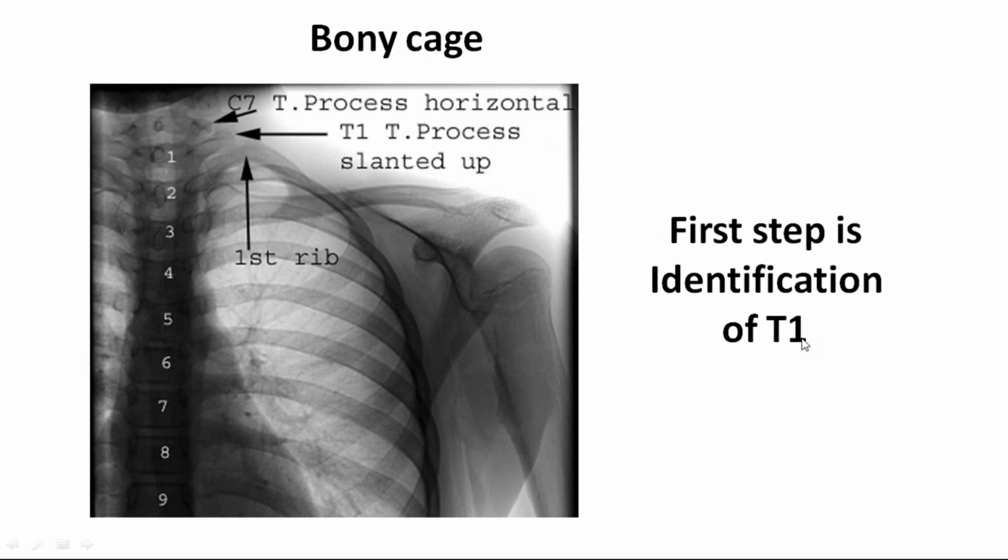The first step is identification of T1. The T1 process is slanted up, slightly upward. You see that up to here it is the cervical spine, then the thoracic spine. It protrudes a little upward. And just below the slanted T1 process is the first rib. That is the bony identification of this.